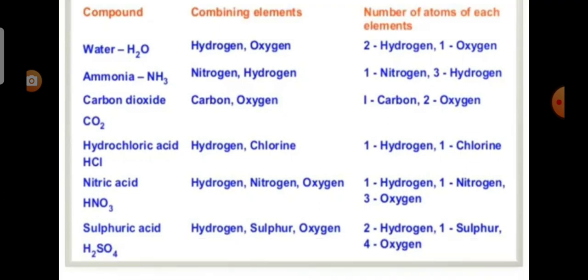Hydrochloric acid. The formula for hydrochloric acid is HCl. It has 1 hydrogen and 1 chlorine. Nitric acid, the formula for nitric acid is HNO3. It has 1 hydrogen, 1 nitrogen and 3 oxygen. Sulfuric acid, the formula for sulfuric acid is H2SO4. It has 2 hydrogen, 1 sulfur and 4 oxygen atoms.